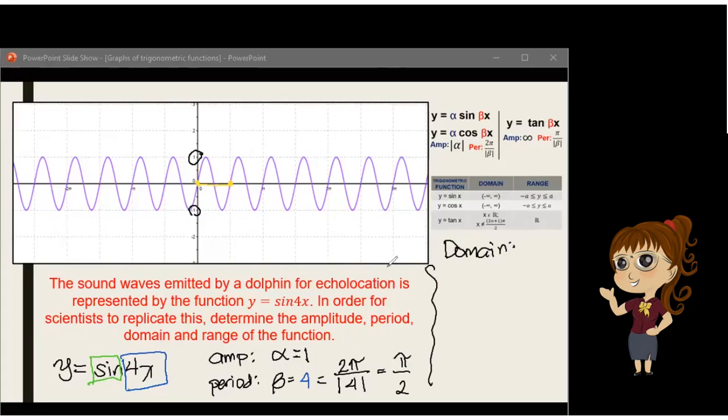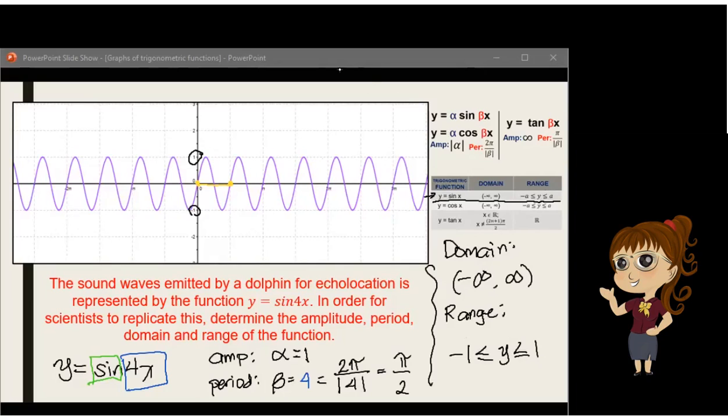For domain, you know that it's a sine function. Therefore, you look at this part of the table. So, domain is negative infinity, positive infinity. And sa ating mga chatters sa chat box, tama po sina AY and Ramses kanina. And then for the range, we substitute the value of alpha, which is 1. We have -1 to 1. So y is between -1 to 1. Or y is greater than or equal to -1, but less than or equal to 1.